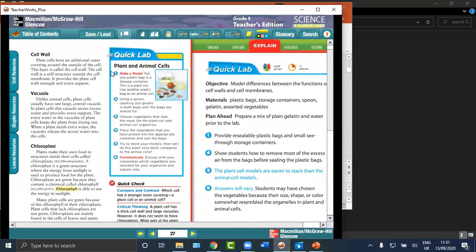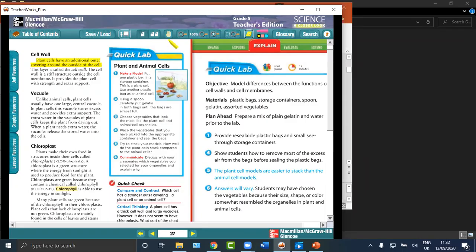Cell wall. Plant cells have an additional outer covering around the outside of the cell. This layer is called the cell wall. It's called the cell wall because it protects all of the cells. Yes, it's called the cell wall.